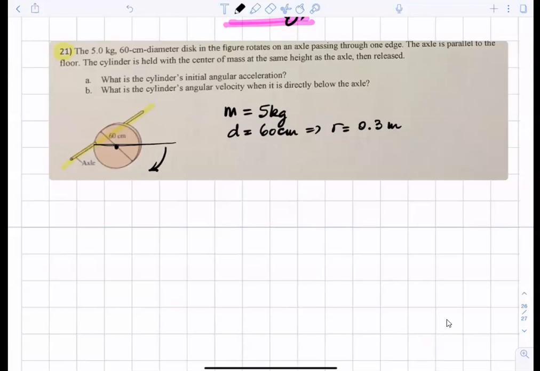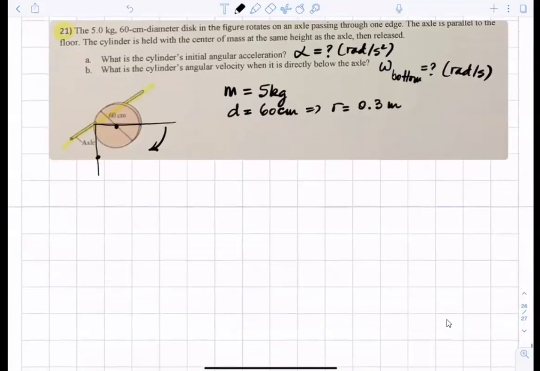And the angular acceleration will be alpha. This is in radians per second squared. And what is the cylinder's angular velocity when it is directly below the axle? So when it gets all the way perpendicular right here, at this point, what will be the angular velocity omega? Omega at the bottom, I guess. And that will be in radians per second.